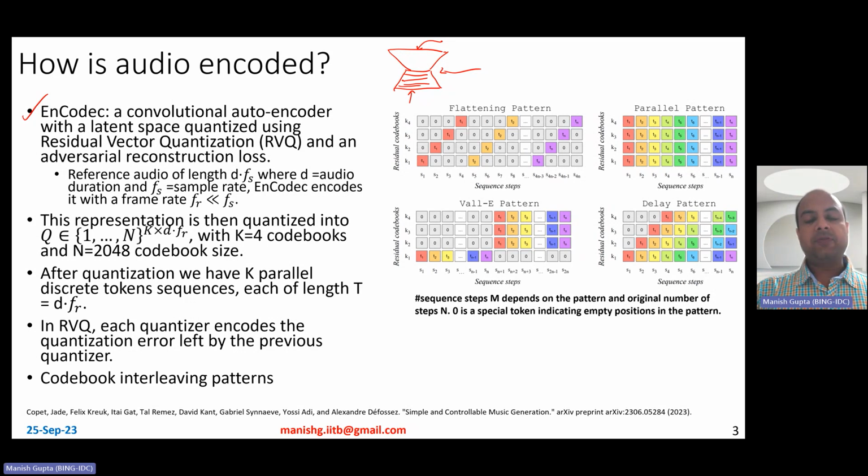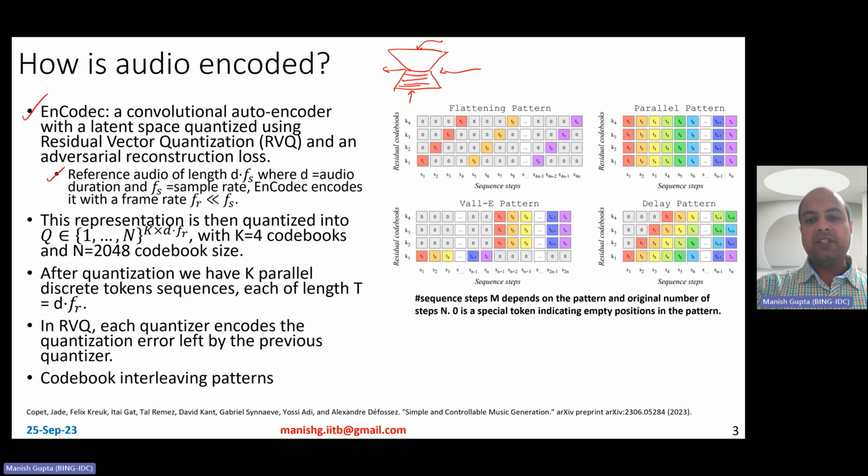So you have this EnCodec, which basically tries to take these waveforms and give you some discrete audio units, and you take those audio units and try to quantize them using residual vector quantization. So the reference audio may be of sampling rate fs and of duration d, and then the EnCodec encodes it with a frame rate of fr, which is much less than fs. So that's how it basically tries to compress the audio in some ways. Now, this representation, of course, is not quantized to begin with. It's basically just discrete audio representation coming from EnCodec. Now, the next step is to quantize it.